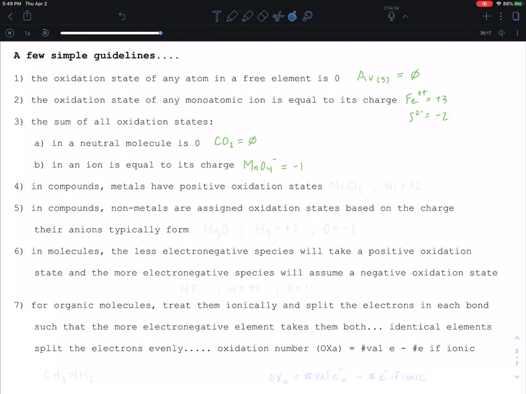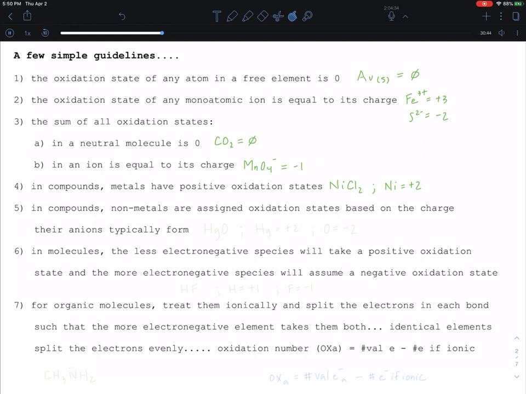How about number four? In compounds, metals have positive oxidation states. What does that mean? Well, if I take a salt like nickel chloride, the metal, if you're not sure, the metal is going to be positive. It's going to have a positive oxidation state.